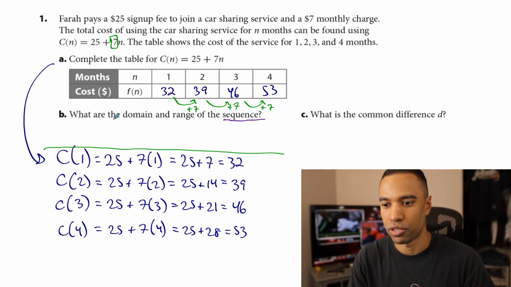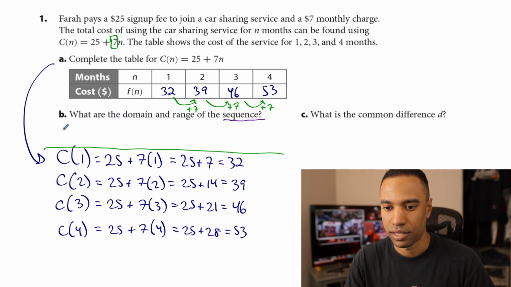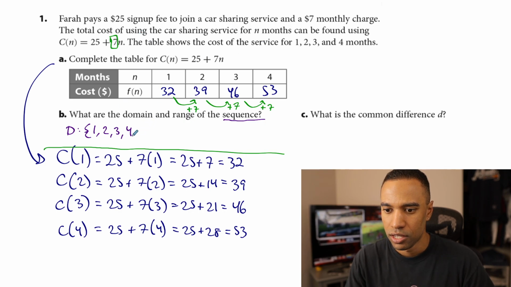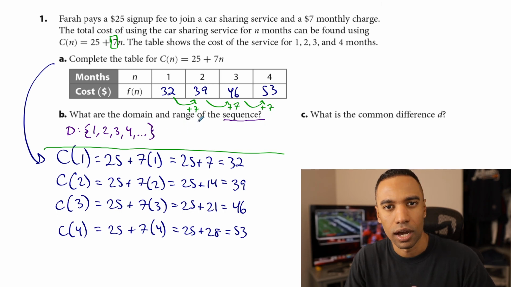Those are the n values. So the domain of the sequence is 1, 2, 3, and 4. It says she uses it for 1, 2, 3, and 4 months, or it says that the table shows that. Let's see. Total cost. I'm going to put a ... in case to show that she could do more months thereafter. 1, 2, 3, and 4 would probably be fine for Farah.